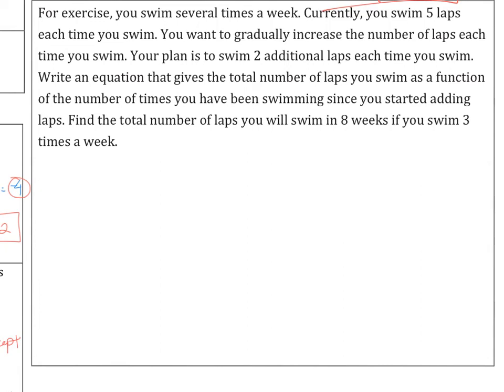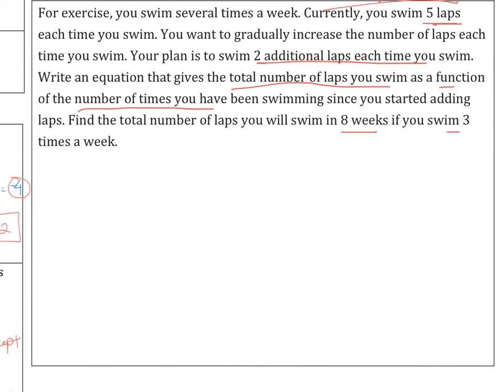For exercise, you swim several times a week. Currently, you swim 5 laps each time you swim. You want to gradually increase the number of laps each time you swim. Your plan is to swim 2 additional laps each time you swim. Write an equation that gives you the total number of laps you swim as a function of the number of times you have been swimming since you started adding laps. Find the total number of laps you will swim in 8 weeks if you swim 3 times a week.